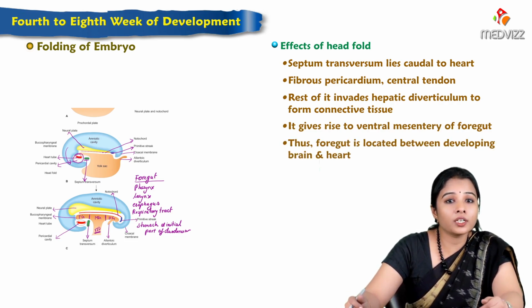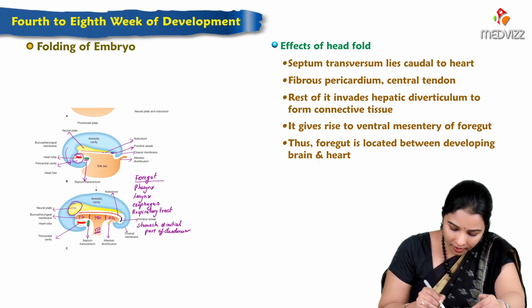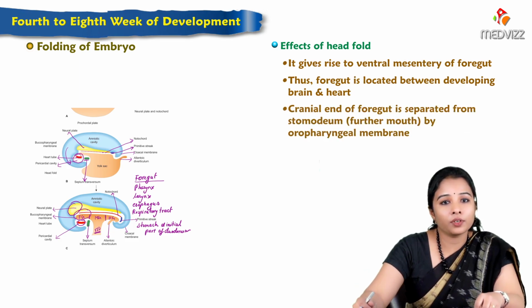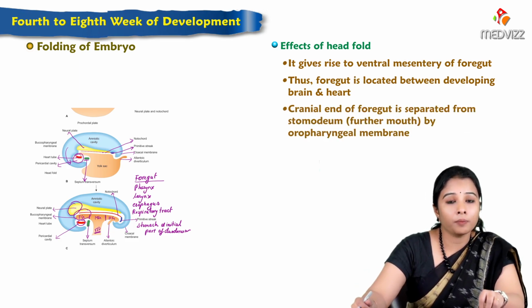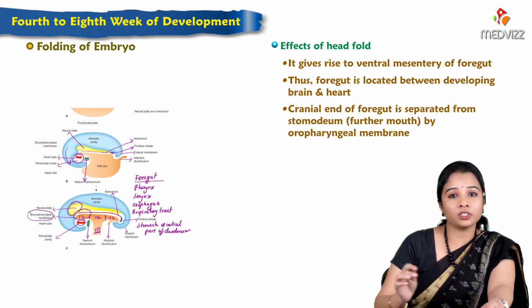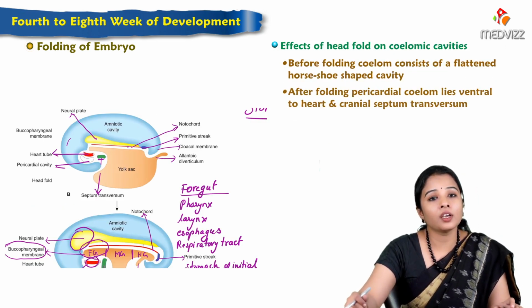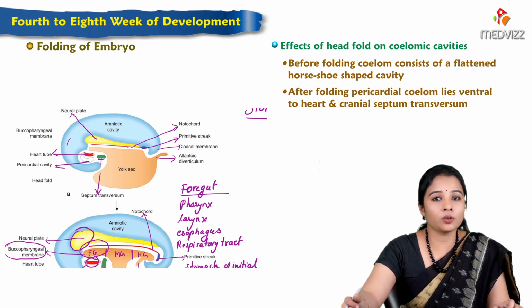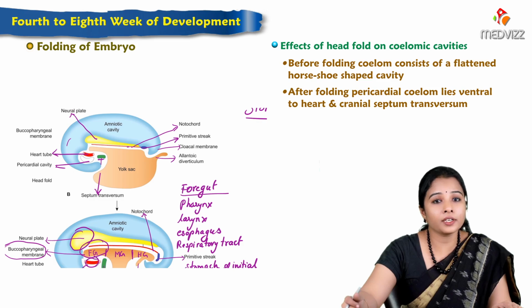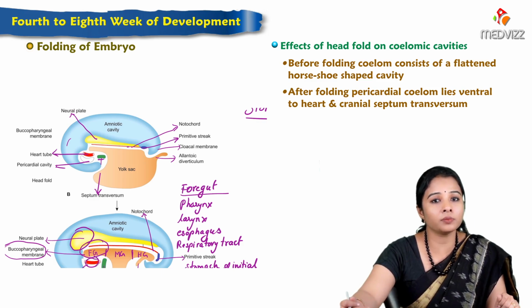So thus the foregut is located between the developing brain and the heart. So between the developing brain and the heart, this part is the foregut. The cranial end of the foregut is separated from the stomatodeum by a membrane called the buccopharyngeal membrane, which is also called the oropharyngeal membrane. Before folding, the coelom consists of a flattened horseshoe-shaped cavity. After folding, the pericardial coelom lies ventral to the heart, cranial to the septum transversum. Within the head fold, it is present anterior, above the septum transversum.